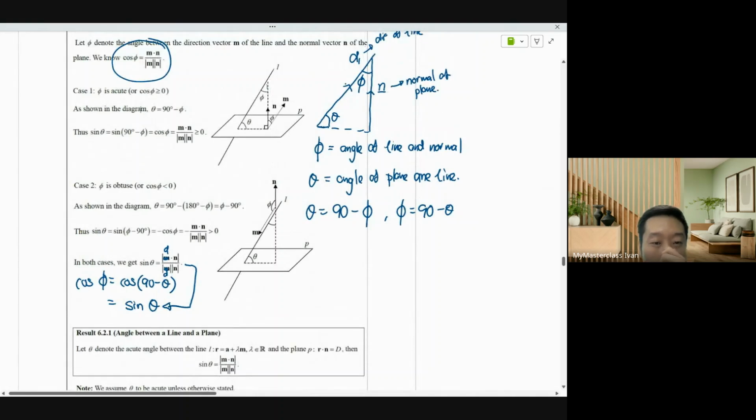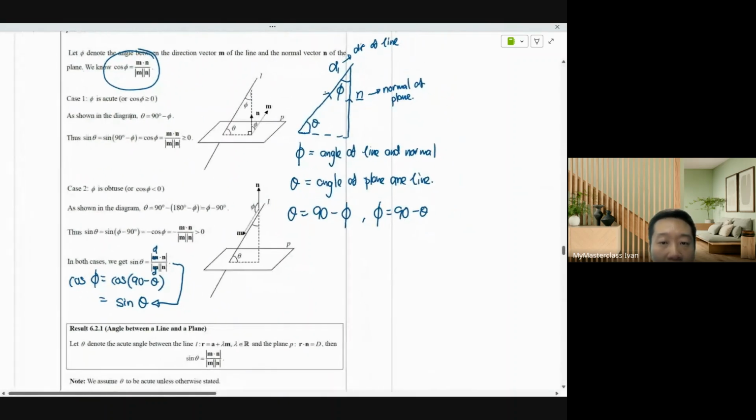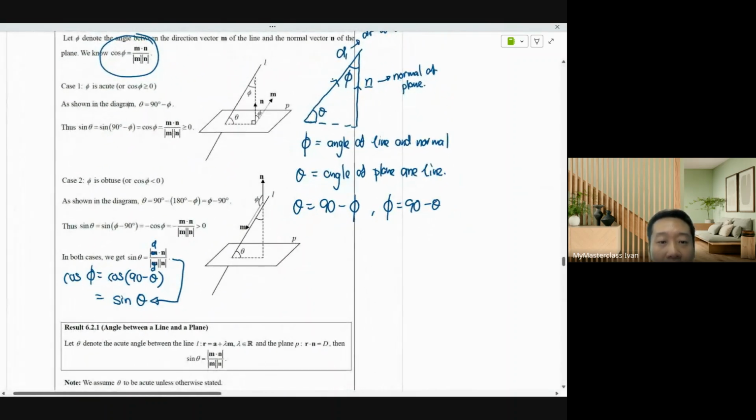Because it depends on whether we want acute or obtuse. So the question will usually say. Correct. So in the second diagram, the line is not acute. Is it still the same?